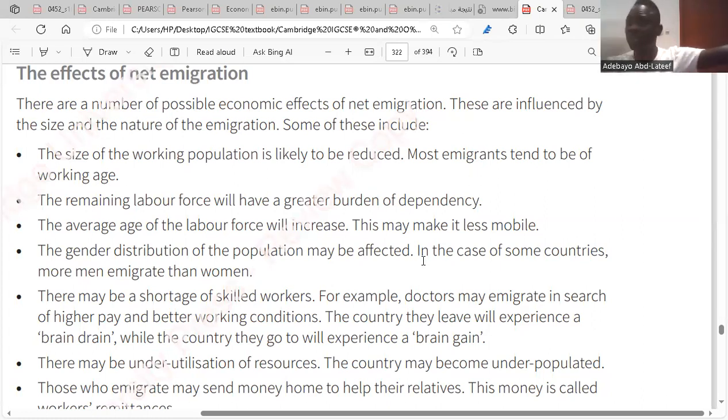So they have dependents too. Their dependents will start depending on the ones that are left behind. Do you get it? Large numbers of people are emigrating. You emigrated, I emigrated. We have dependents. Some people depend on me, some people depend on you. But because you left, they have to depend on those that are available. Because I left, they have to depend on those that are available. So the burden of dependency goes back to those that are left behind. Clear?